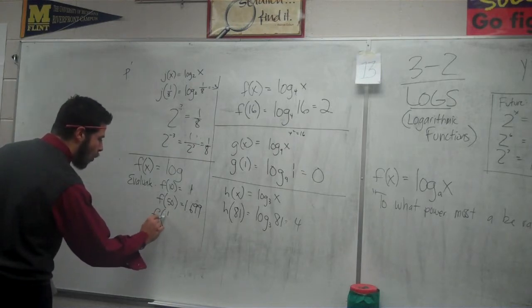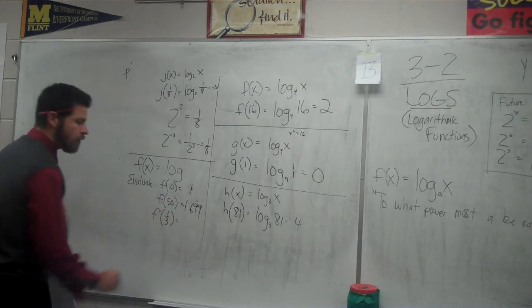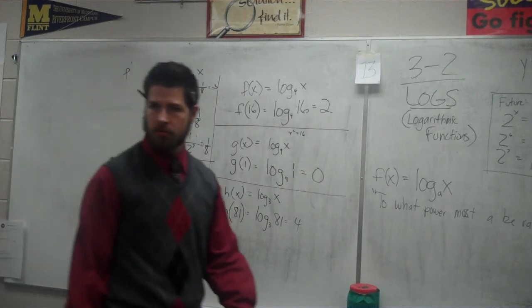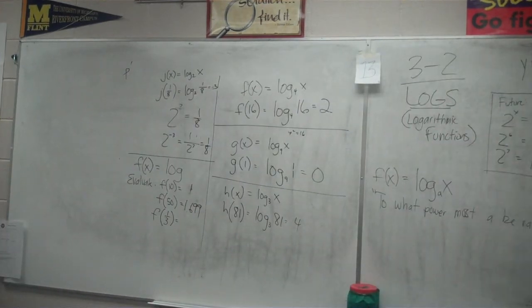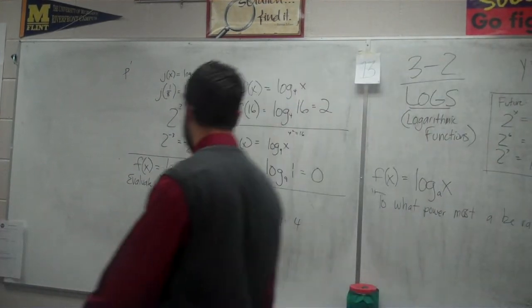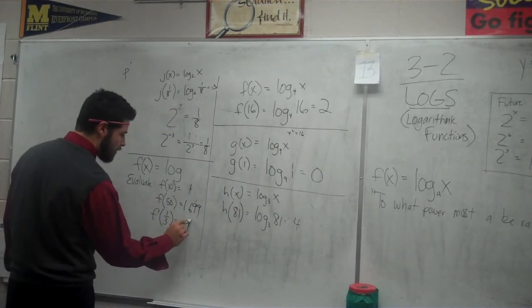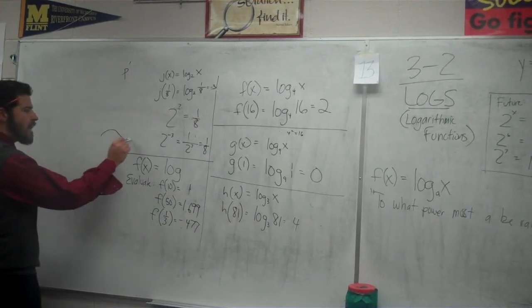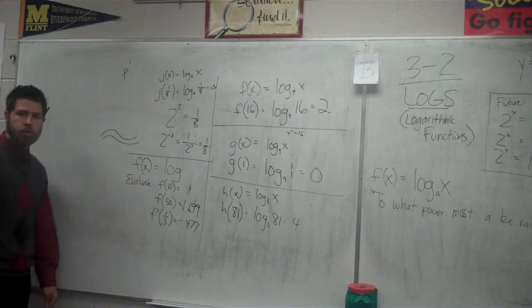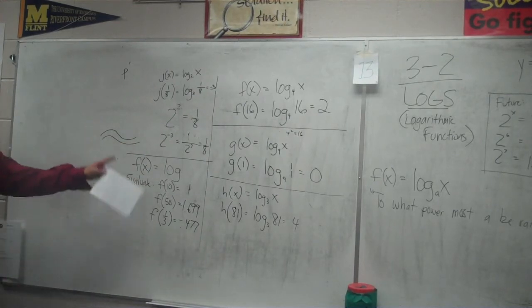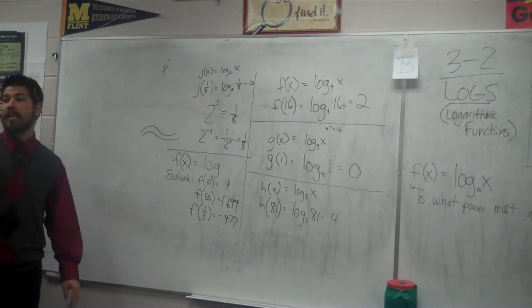F of 1/3. Type log 1/3, enter. Negative 0.477. Technically, we need the approximately equal to sign because it's not exactly equal to that, because everyone in this class is rounding.